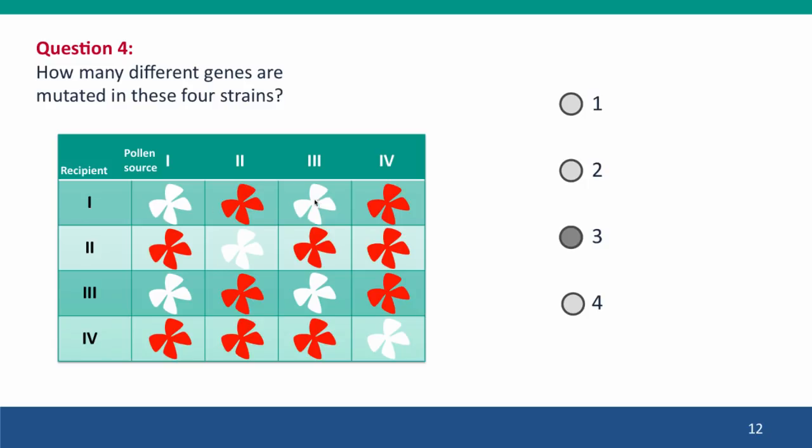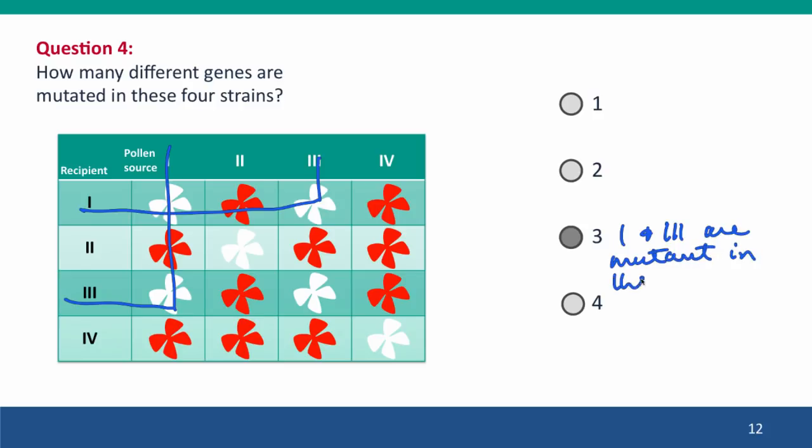a gamete from recipient 1 with a gamete from recipient 3, whether we do it this way or whether we do it this way, we get white flowers, and that tells us 1 and 3 are mutant in the same gene. Two and four are mutant in other genes.